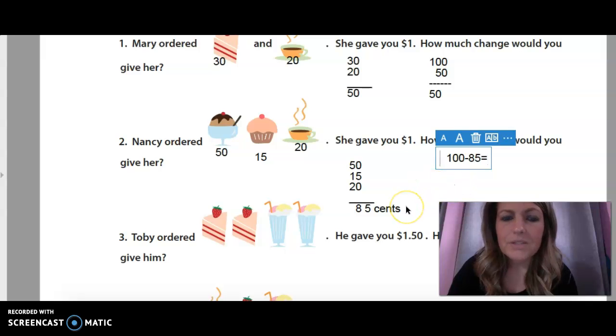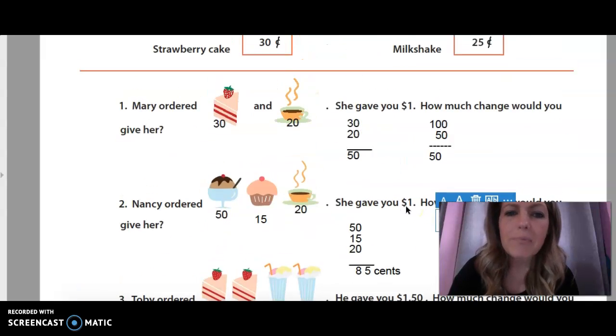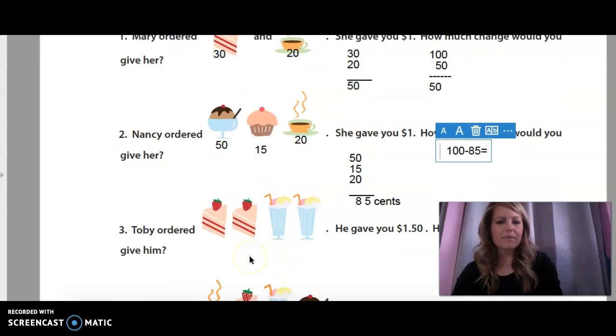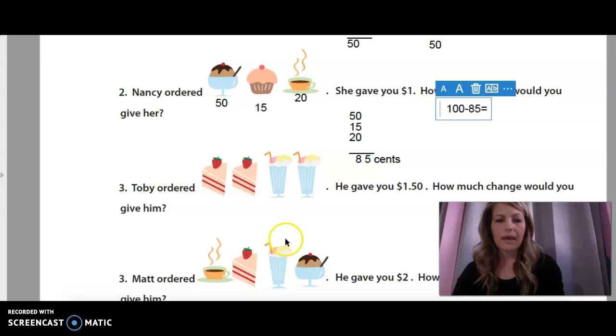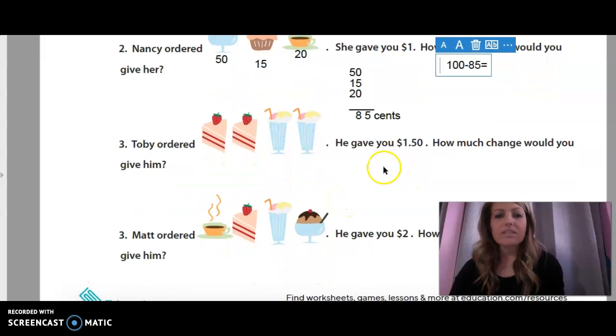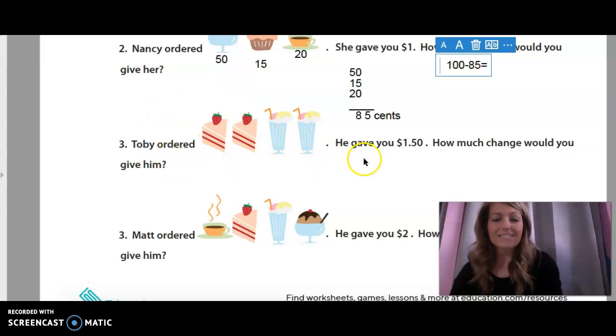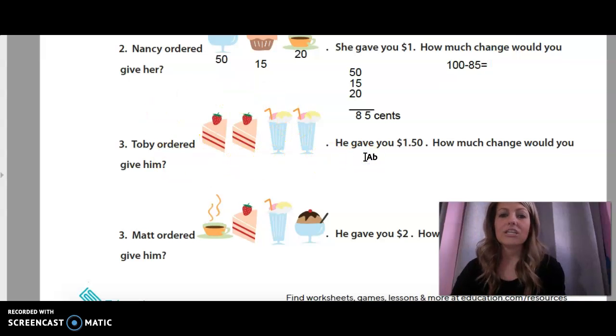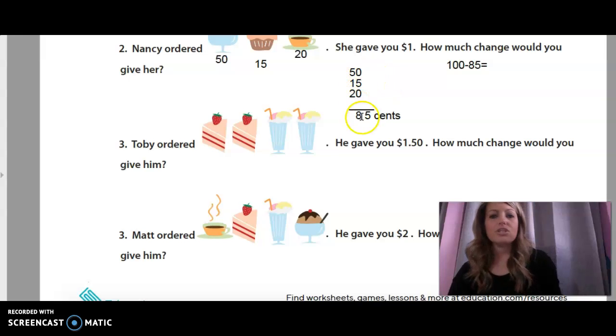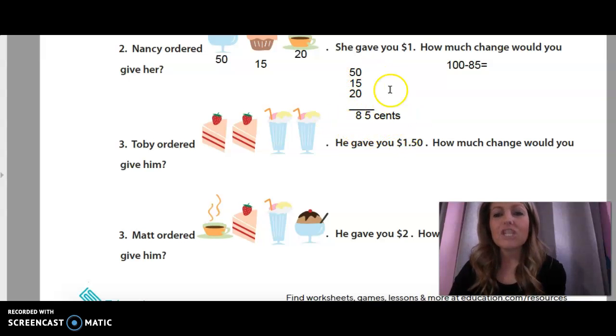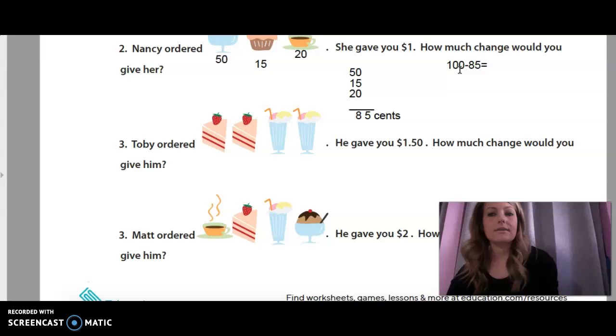Okay. So this is what's called a two-step math problem. The first step is you need to decide how much each customer spent. Okay, how much did they have to pay? Then you'll have to take the number that they spent and subtract it from the number that they actually paid with. So she only spent 85 cents, but she paid 100 cents. So she's going to need to get some change back.